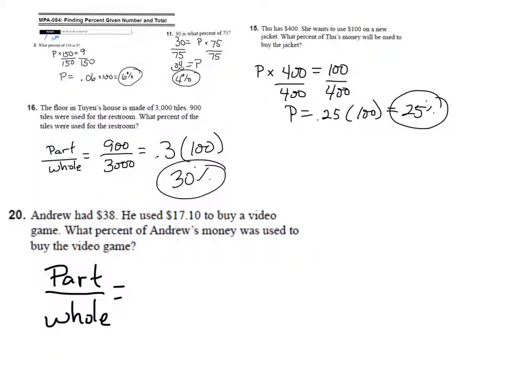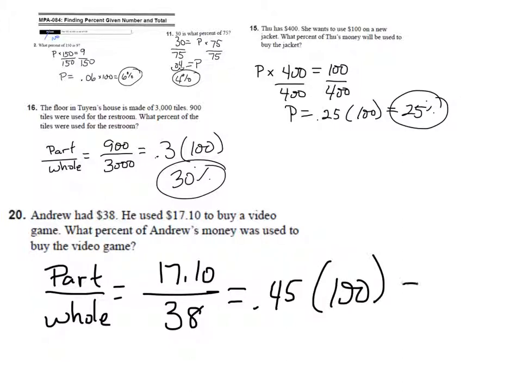Okay, Andrew had $38. He used $17.10 to buy a video game. What percent of Andrew's money is used to buy the video game? Again, I'm doing my part over whole strategy, so 17.10 divided by 38 gives me 0.45, which again we have to change to percent, so it's 45%.